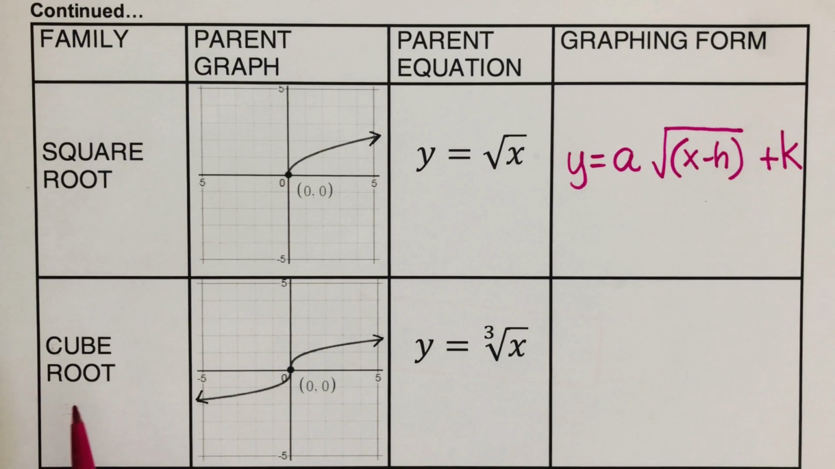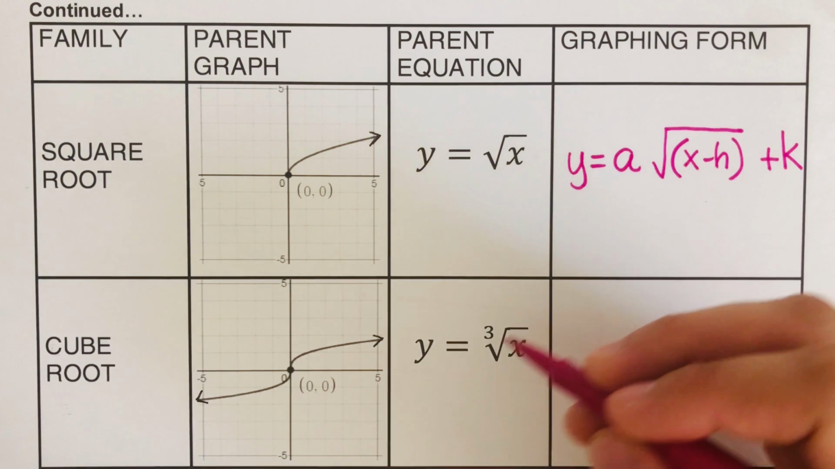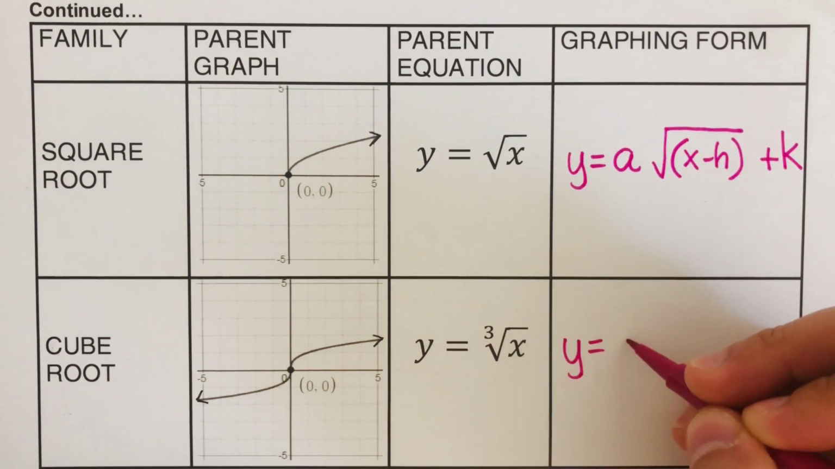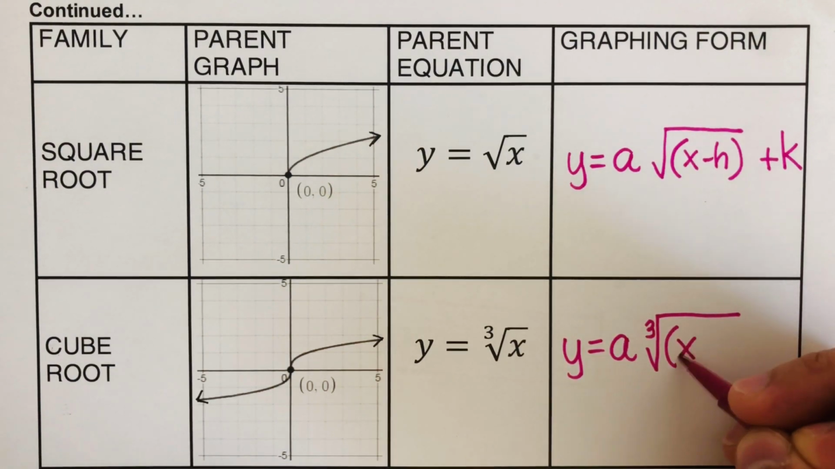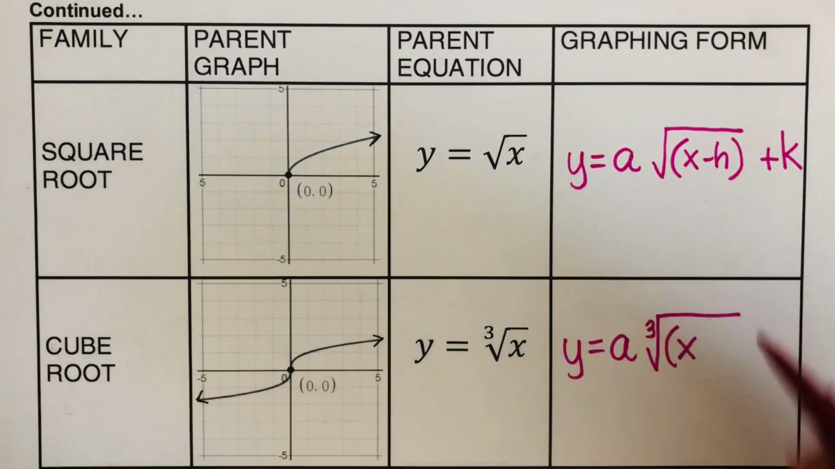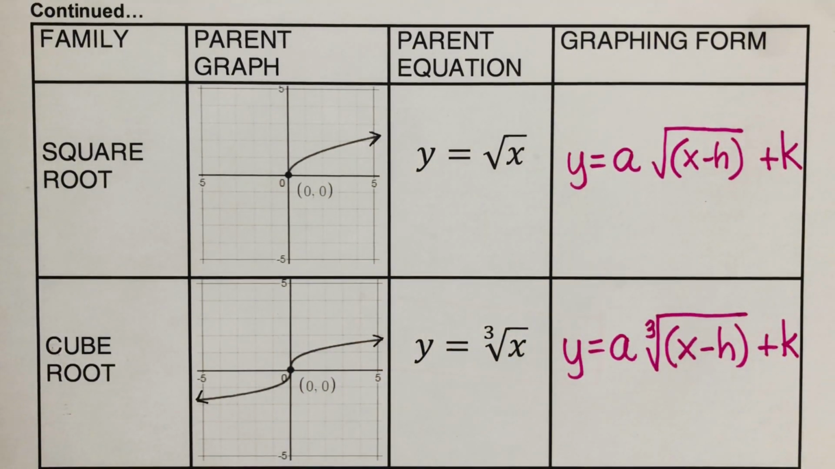Now the next one right here is cube root. So this is the locator point or the vertex of the cube root. And one end is directed to the right and the other end is directed to the left. To write the graphing form of a cube root function here, that would be y equals a, the cube root of x. Remember, h goes with x. So that's going to be x minus h, and then plus k. Did you get the same answer as this? Good. Perfect. Now let's move on to the next one right here.